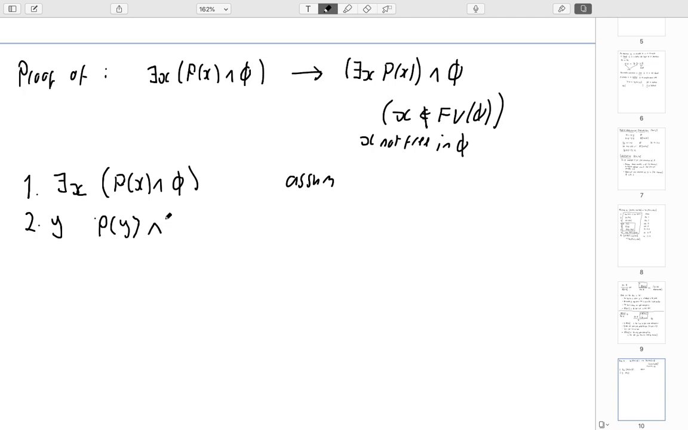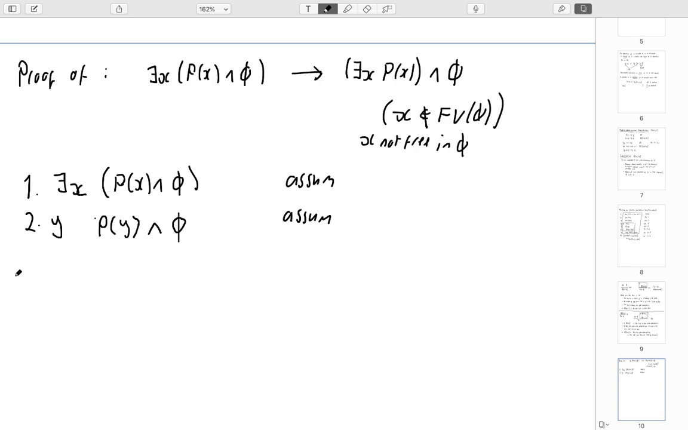Right, we also want to substitute y for the free occurrences of x in phi, but we've assumed we're working with a phi in which x does not occur free, and so when we substitute y for the free occurrences of x there are none, so we just get the same formula phi back. Okay, so this is another assumption, as it needs to be, in order to make it part of the reasoning licensed by the elimination rule.